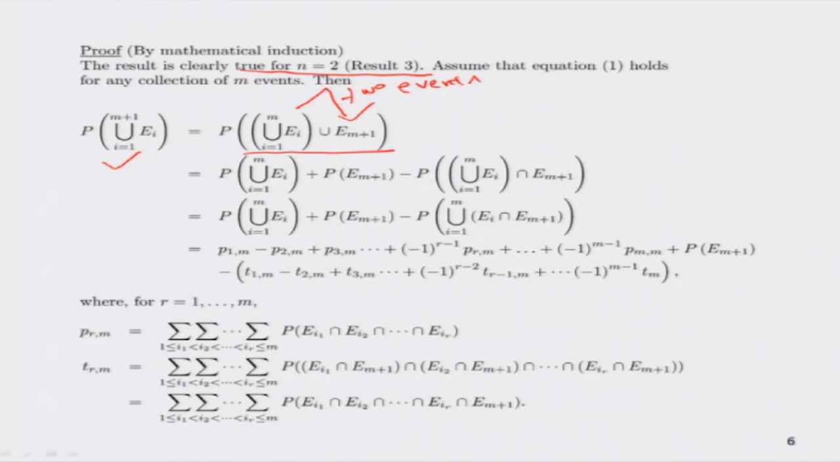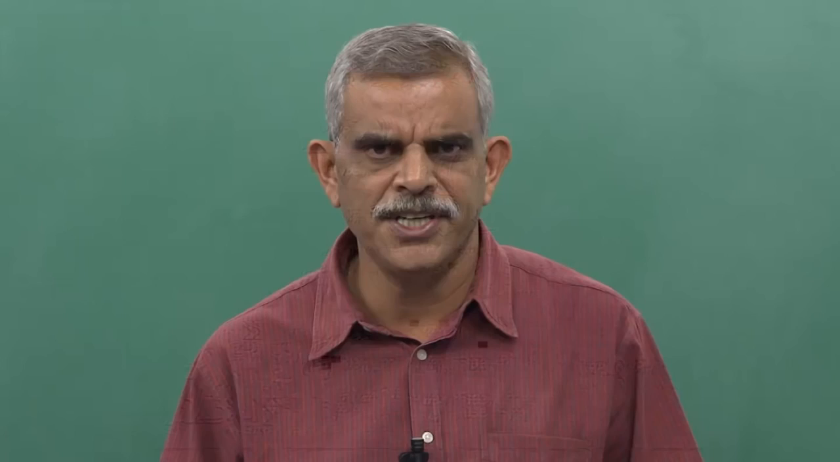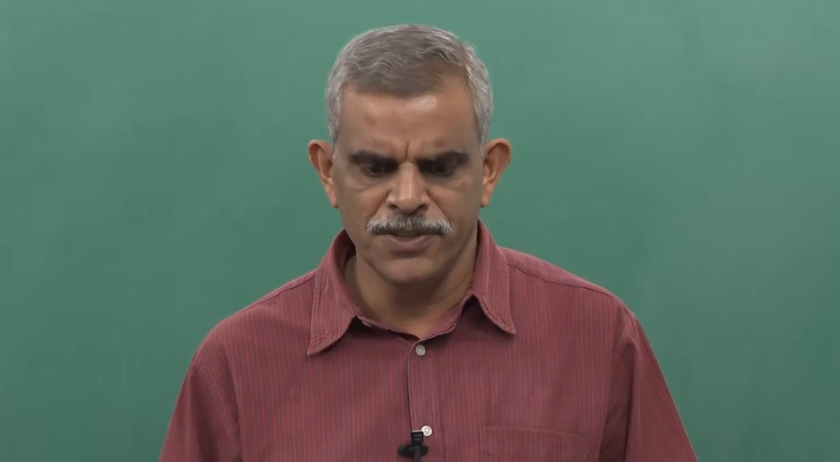Now I apply the result for two events which we have already proved. So this is the same as the probability of the first event plus the probability of the second event minus the probability of the intersection of the first event and the second event. I try to simplify this. This is the probability of the union for i equal to 1 to m of Ei plus the probability of Em plus 1. Now this intersection can be distributed along with each of the Ei's, so this is the same as the union for i equal to 1 to m of Ei intersection Em plus 1. This is from basic set theory, that intersection gets distributed over unions.